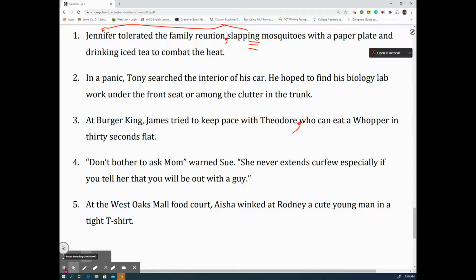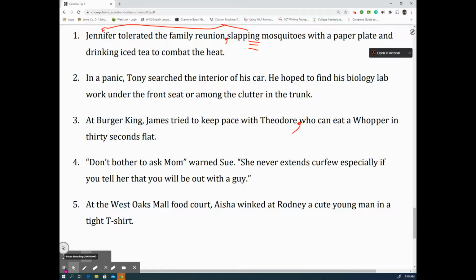That's fine. So, don't bother to ask Mom, warn Sue. She never extends curfew, especially if you tell her that you will be out with a guy. She never extends curfew. Okay. This one is tricky. Well, I mean, you still need your comma. Please note I have a period here, well, in the first sentence.